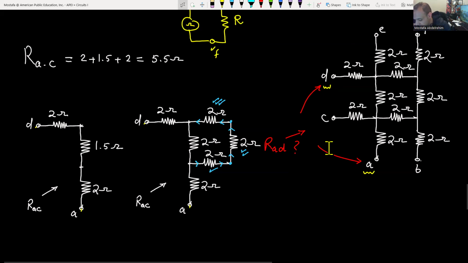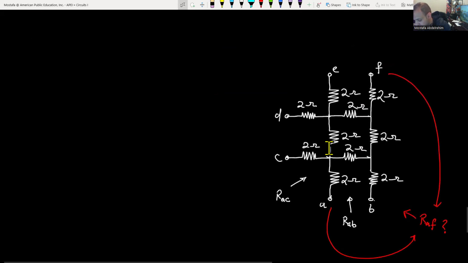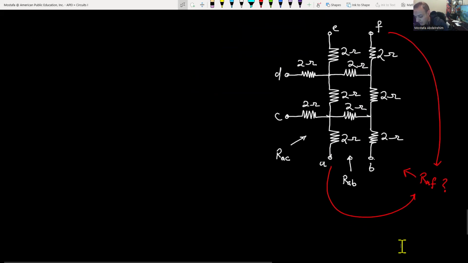Okay, let's have another example based again on the same circuit. Now, let's find out the resistance between A and F. This is terminal A here. This is terminal F here. Okay? We want the resistance between these two terminals.